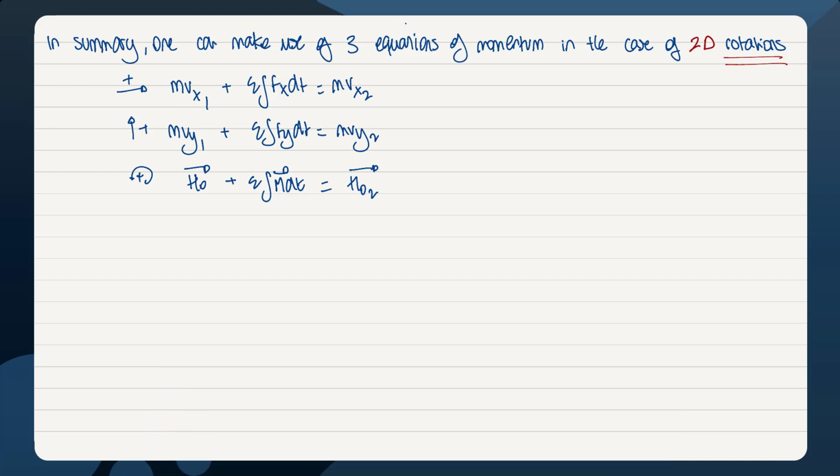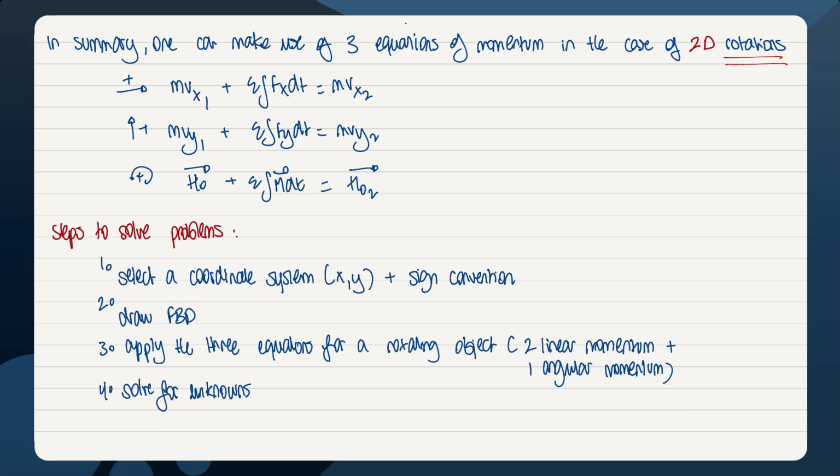Now, what are the steps to solve problems related to both angular momentum and linear momentum in the case of rotations or curvilinear motion? Well, first we have to select a coordinate system, x, y, and follow a sign convention. We can then draw the free body diagram, and then we apply the three equations for a rotating object. So 2 linear momentum equations and 1 angular momentum equation. And then hopefully with those 3 equations, we'd be able to solve for whatever unknowns we're looking for.